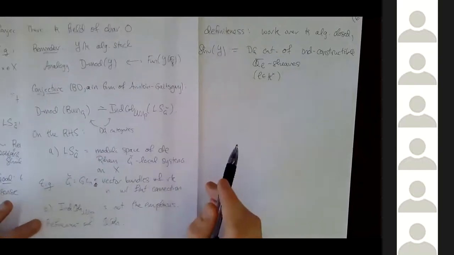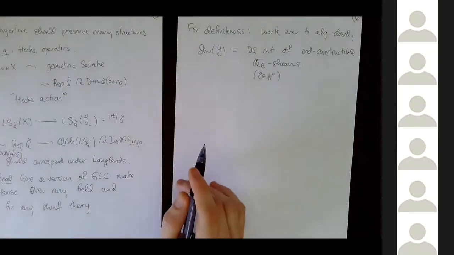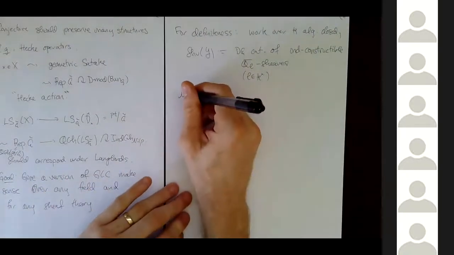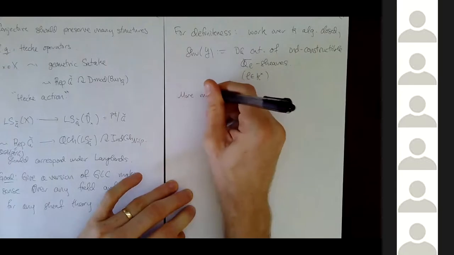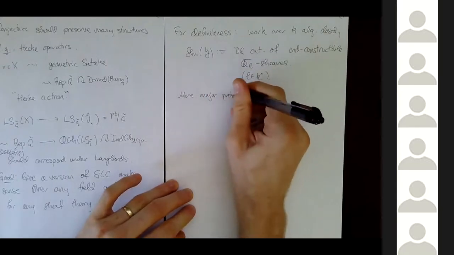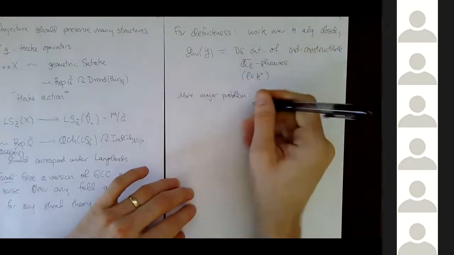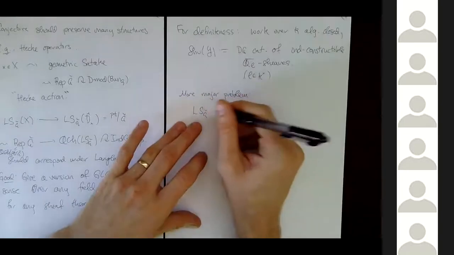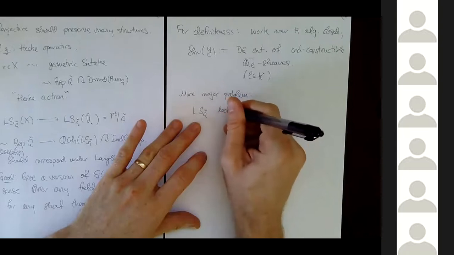The second problem, in some sense more major, is that the space of local systems for G-check looks like nonsense in the l-adic setting. It doesn't seem to make sense.